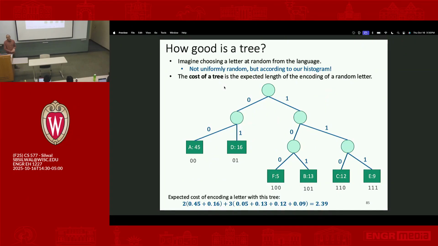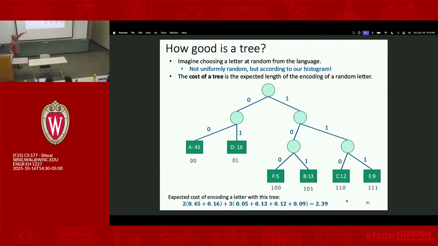Now the cost of a tree is this: if I sample a letter from the distribution that I expect to see, 45% of the time I'm doing A and so on, what is the expected number of bits that I use? So what is this calculation? For A, I'm using 2 bits, so 45% of the time I'm using 2 bits. 16% of the time I'm using 2 bits. Some percent of the time I'm using 3 bits. So on average, I'm using 2.39 bits.